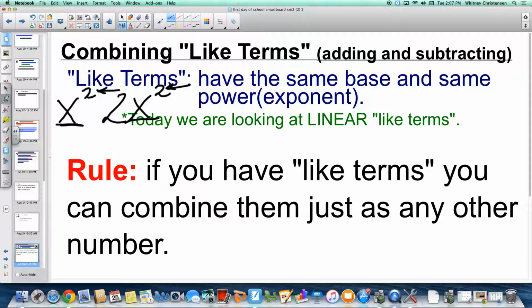But we're going to stay really basic today and only do linear terms, just because this is secondary math 1 and you didn't learn quadratics in secondary 1. We're going to stay with linear. So two like terms would be, for example, x and x. Those are like terms. They have the same base.